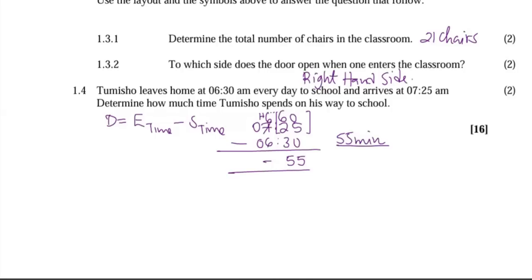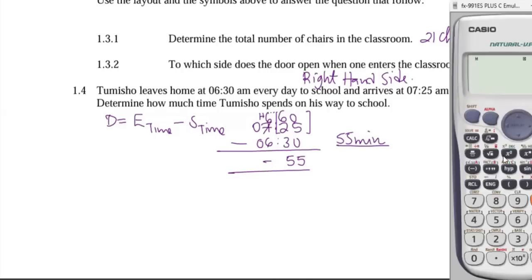There's a key that you can use on the calculator. Here we go. This key here. So we shall say 7, we press the key. 25, we press the key. Minus 6, press the key. 30, you press the key. Then afterwards you press equals. You see that you've got the answer as 55 minutes.